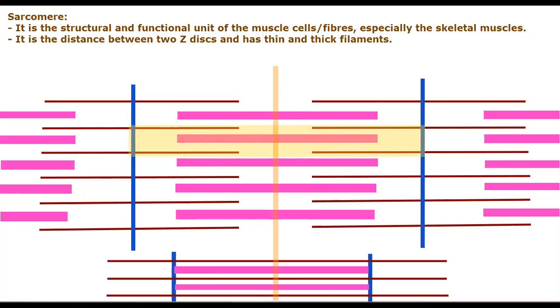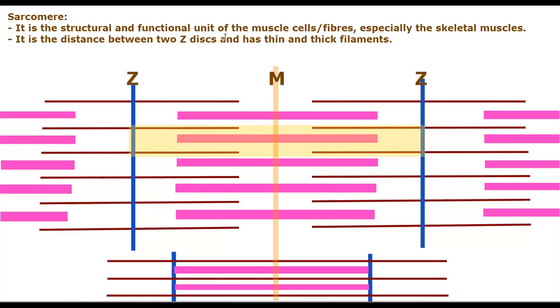Now we have different types of bands. So this is called the Z disc. Okay, this is the Z disc. Fine. So this is the Z. This is the M line. Okay, and this is again the Z. So these are the three lines, Z line and M line.